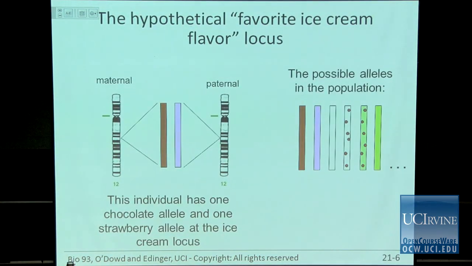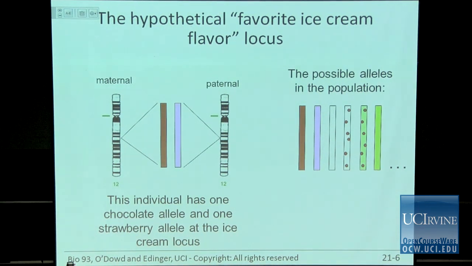This is something that we've touched on before too, but I want to make sure that you get this concept. We've talked about this favorite ice cream flavor locus that I made up to make some genetic points. We said that diploid individuals will have 2 alleles of this gene. In this case, the person has a chocolate allele and a strawberry allele. So each diploid person can only have 2 alleles. They could be the same or different.